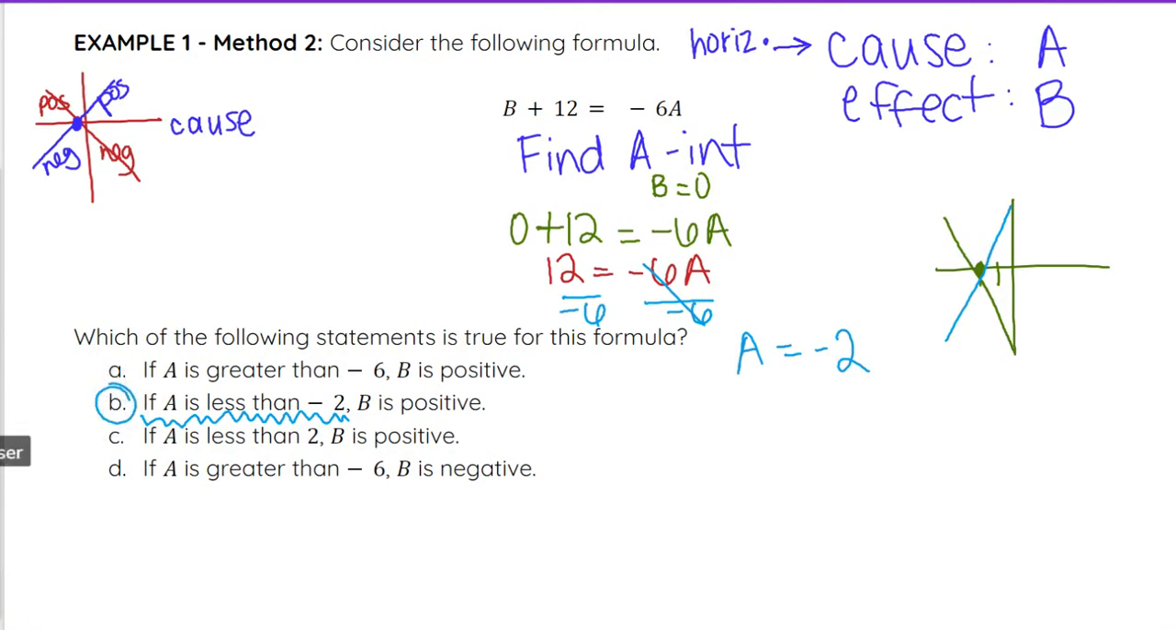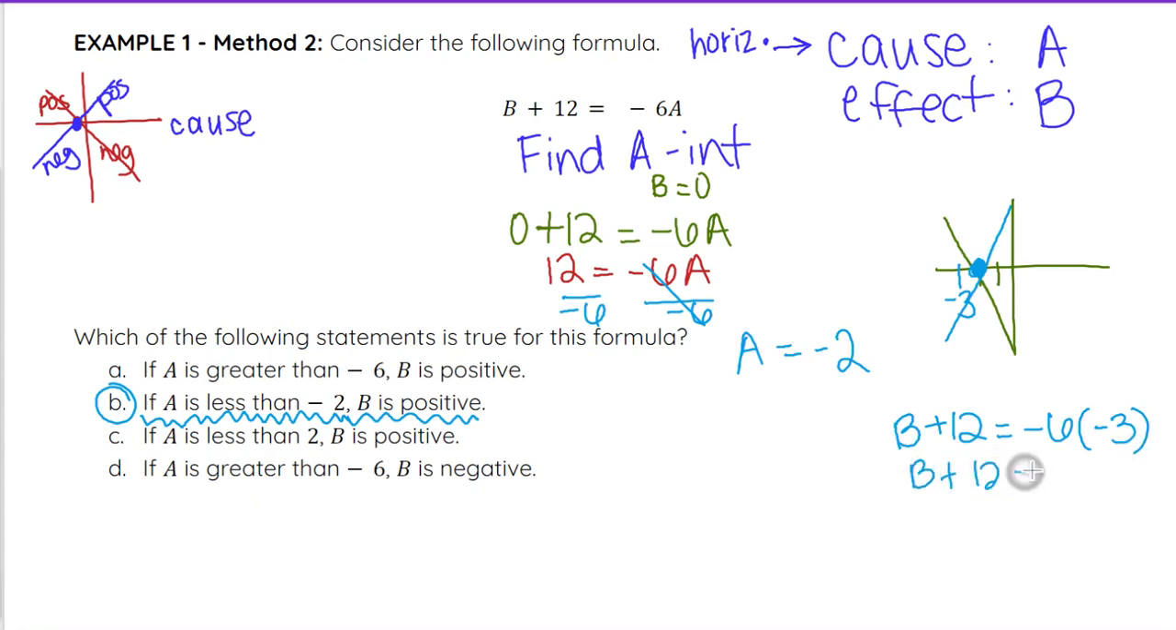And you can check that just to make sure that it is 100% correct. We can check that to say if A is less than negative 2, then B is positive. We'll plug in a number less than negative 2 because we know negative 2 is that turning point. We know that to the left of it, it's either going to be positive or it's going to be negative. And this option right here is saying that it needs to be positive. So if I plug in a number to the left of negative 2, let's say negative 3, we can do B plus 12 equals negative 6 times negative 3.